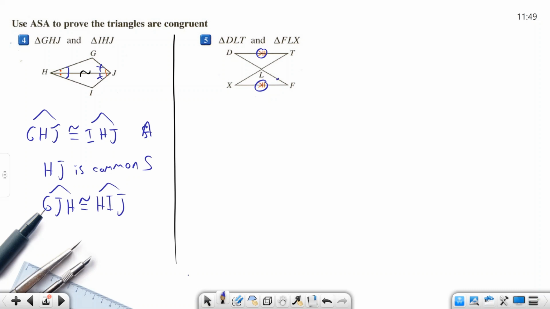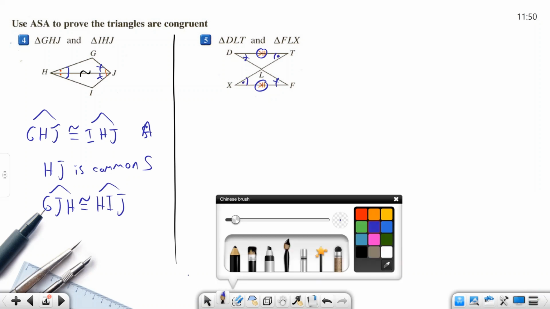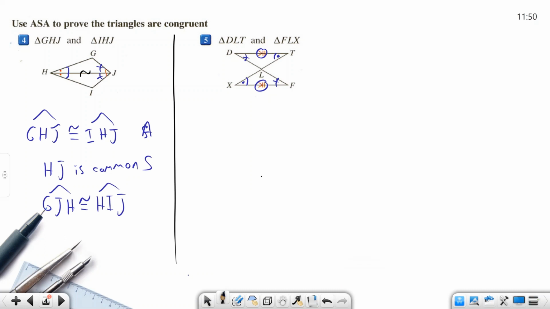If it's parallel, I know the alternate interior angles are congruent. So this alternate interior angle is congruent with that one. So I get two equal sides and two congruent angles. Let's see. TDF is congruent with DFX, or you can say LFX. We can use L here to separate the different triangles.